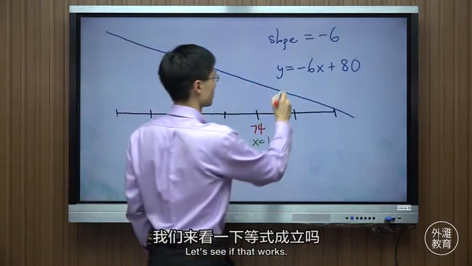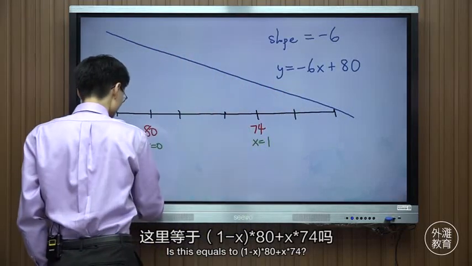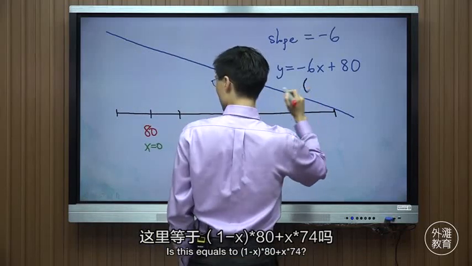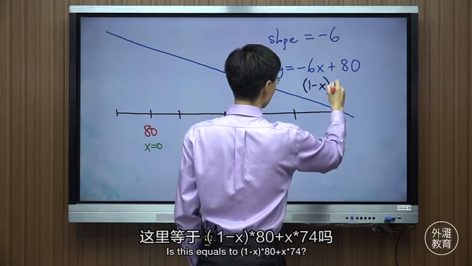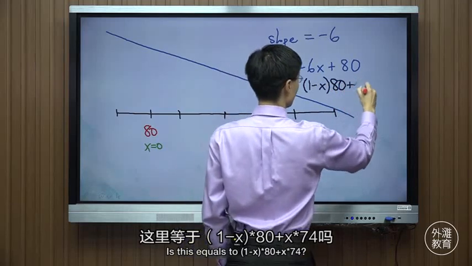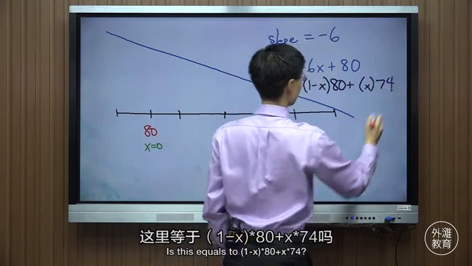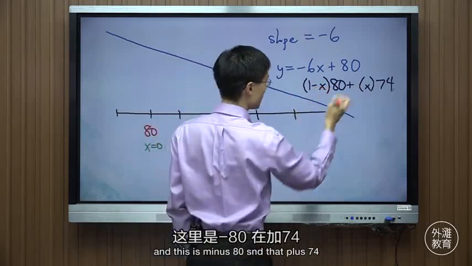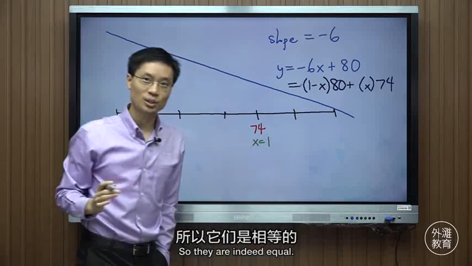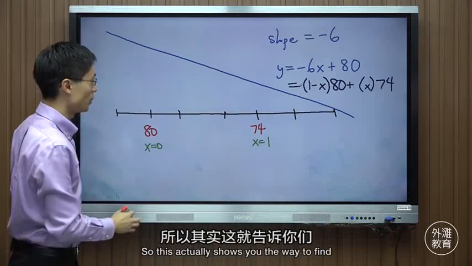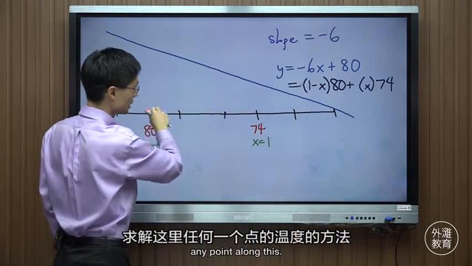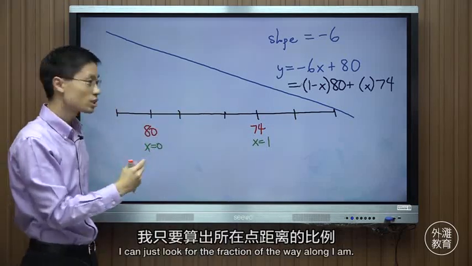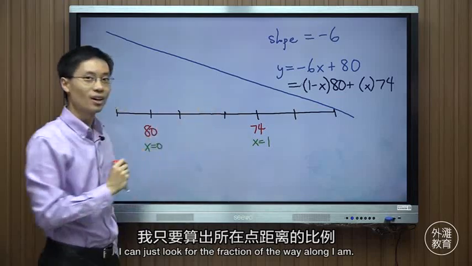Let's see if that works. Is this equal to 1 minus x times 80 plus x times 74? Well, if I check it, this gives me the 80, and this is minus 80x, and that's plus 74x. So they are indeed equal. So this actually shows you a way to find any point along this. If I have 2 points and I want to know the temperature part way along, I can just look for the fraction of the way along I am.